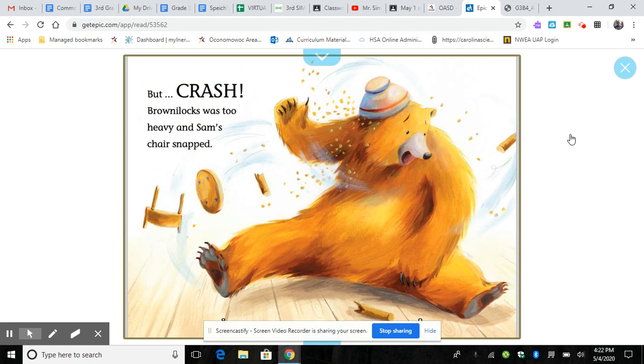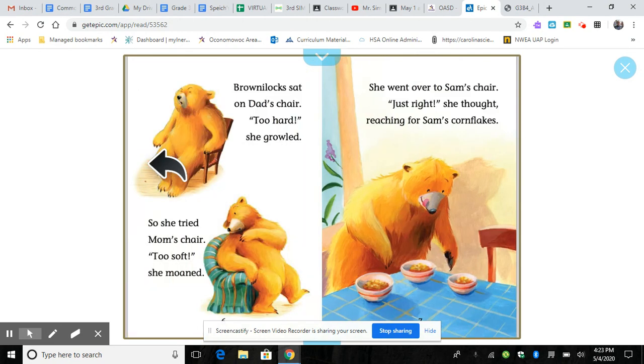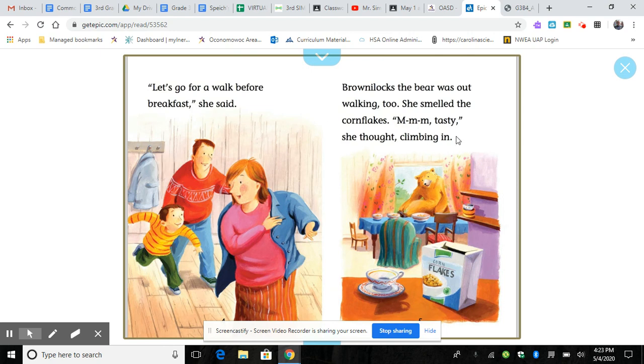Your character with traits, in this character trait, we think back to when we were looking at Because of Winn-Dixie. This bear is maybe a little adventurous or maybe a little curious, and that curiosity might get her into trouble because she's gone into some place through that window where she shouldn't have been going. So think about that as well. Make sure your character has traits that will show them getting into trouble. Because here, she smelled the cornflakes. Tasty, she thought, climbing in. Well, she wasn't invited. So think about that as you're writing it.